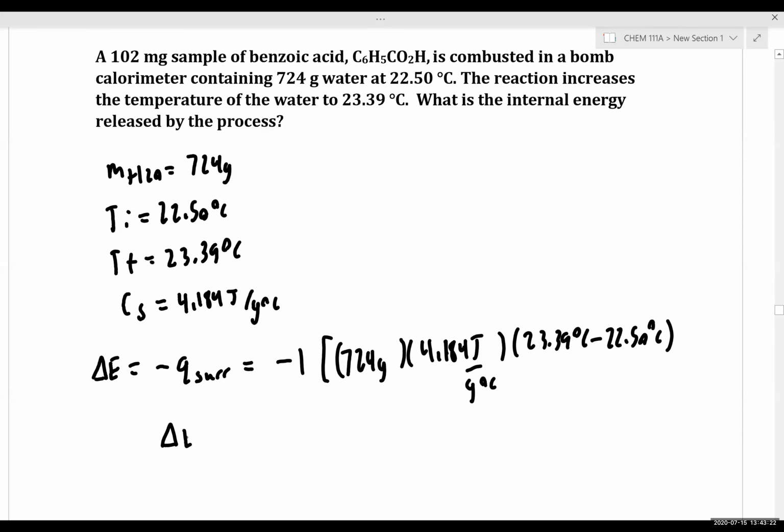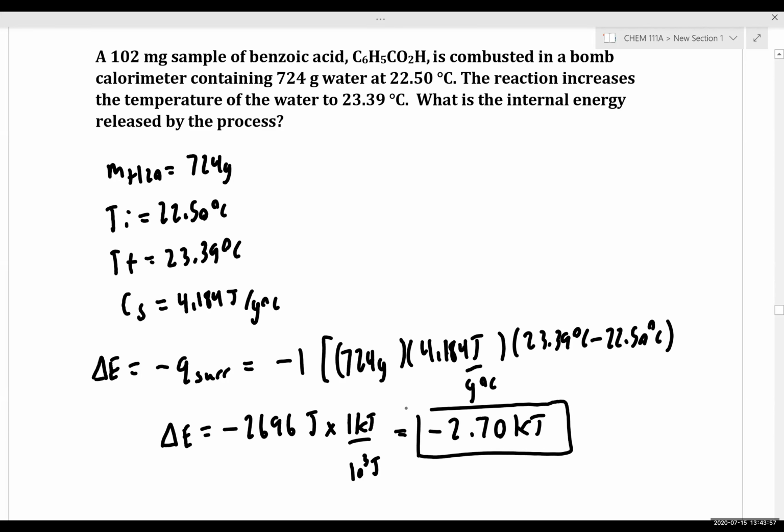That in turn gives us a change in internal energy of, more correctly, negative 2,696 joules, which we in turn convert, since we know that in 1 kilojoule we have 10 to the third joules. That gives us negative 2.70 kilojoules, rounded to 3 sig figs to match the number of sig figs in our inputs.